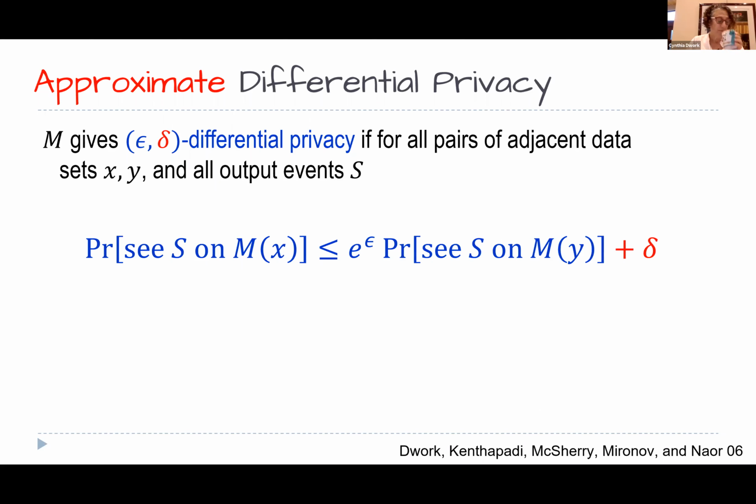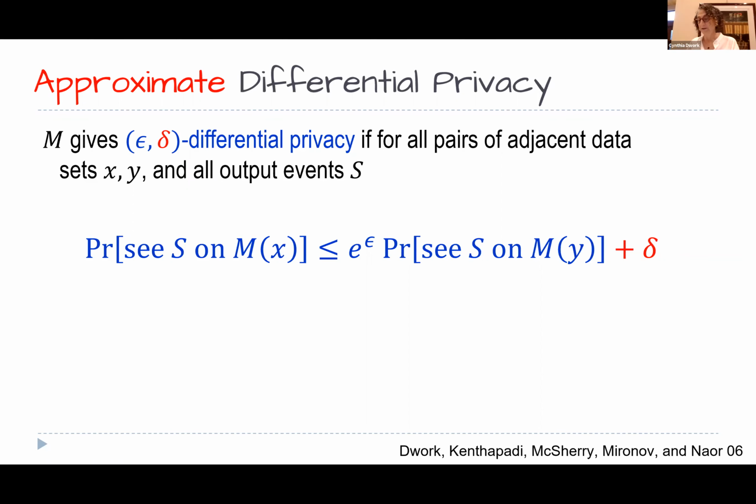Another notion that we're going to need is approximate differential privacy. This is just a small relaxation of the original definition. Now we have a second parameter, little delta, that shows up here in red. It's the same definition as before. Everything in blue and black is what you saw before, but we now have this additive plus delta term.